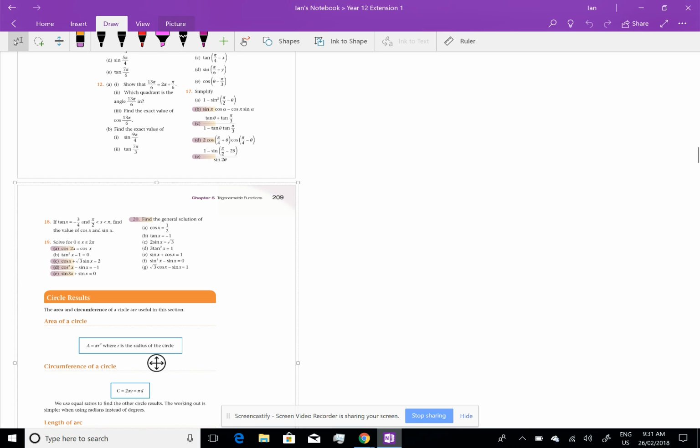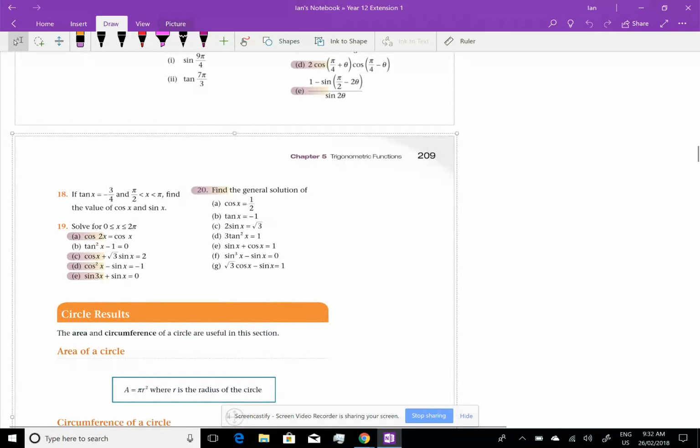Right, U12. I'm just going to go over questions 19 and 20 from exercise 5.2 today. It revises a bit of stuff that we've done before, which is solving equations using r sine theta or r cos theta or the t formula. So here are the questions that I'm going to do.